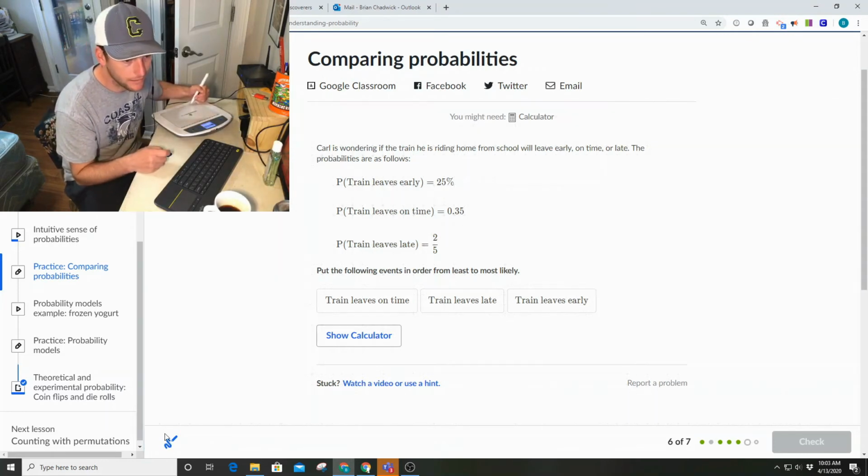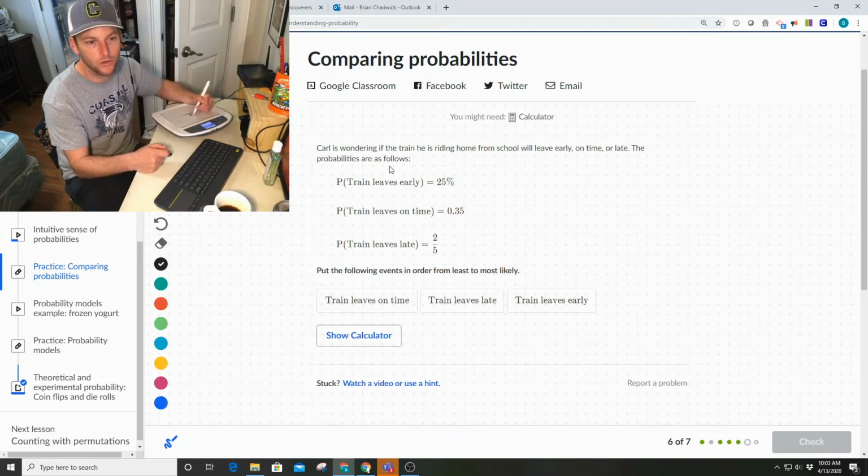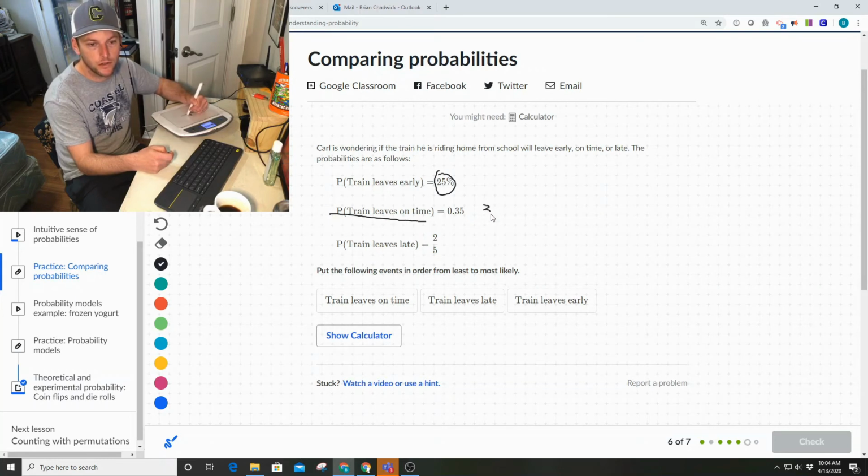All right, so we got two more here. I feel like y'all got these now. We should be good. Carl is wondering if the train he is riding home from school will leave early, on time, or late. I never thought trains left late, but who knows? The probabilities are as follows. The train leaves early, well, 25% chance. That's awful, right? You get there on time, it's gone. Train leaves on time, it's going to be a 35% chance. And again, if it leaves late, well, that's a 40% chance.